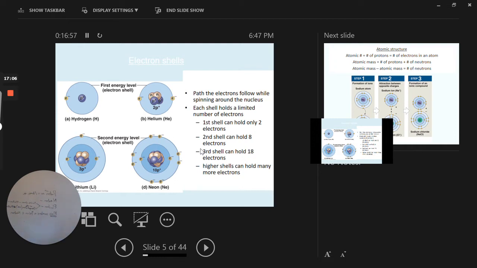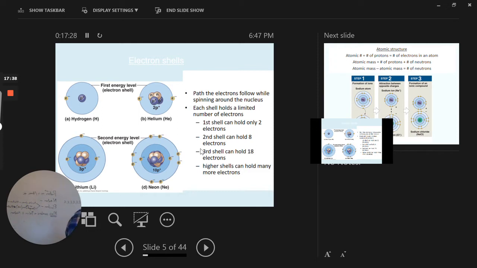Now, the first shell holds a maximum of 2 electrons. That's the maximum it can hold. So the first shell can hold 2 electrons. The second shell can hold up to 8 electrons. So the first shell holds 2, the second can hold 8, the third can hold 8, the fourth can hold 8, all others can hold 8. Maximum of 8, but the first one can hold the maximum of 2.